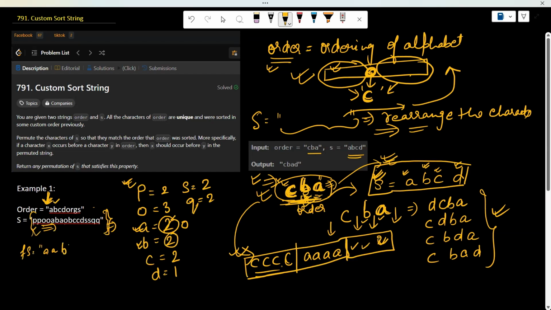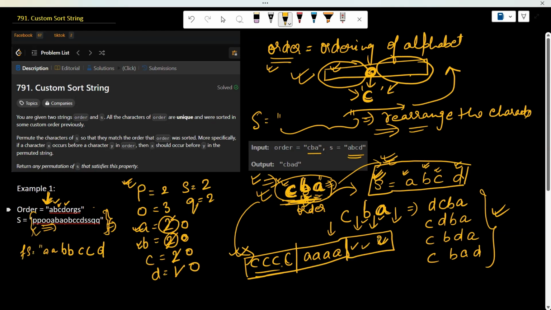So we will write B. And again, we will make the frequency 0. Now next is C. We will see C is also present. We can write 2 times C and make the frequency 0. Now next is D. D is also present. We can write D and make the frequency 0.